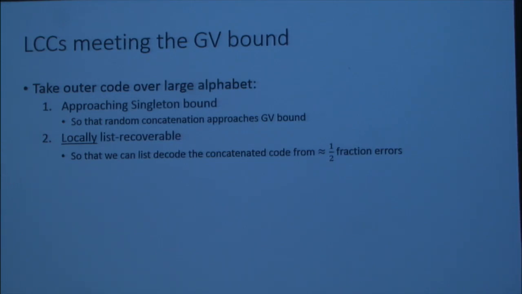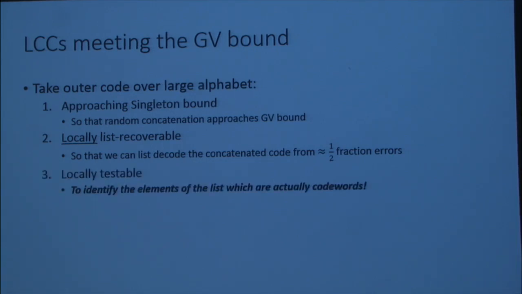We needed list recoverability in the earlier scheme. So we would need this outer code to be list recoverable in a local sense. So there's a notion of local list recoverability. That's a property this outer code would need to have. This was defined before, it's been studied before already. It's like local list decodable, but for list recovering.